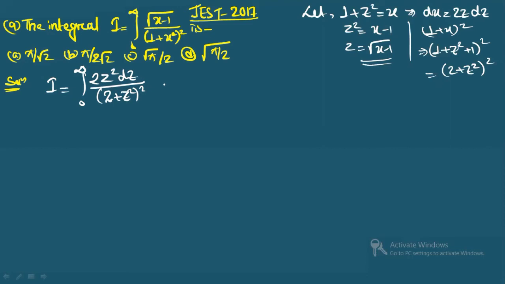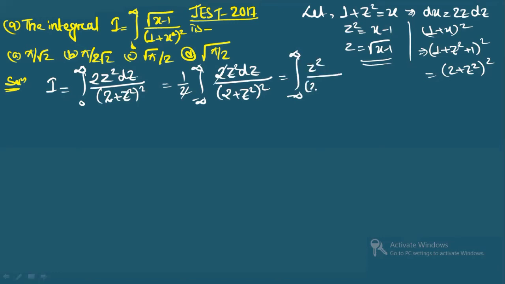Now the limit is 0 to infinity, so I will write half, minus infinity to plus infinity, 2z square dz by (2 plus z square) whole square. The 2 and 2 will get cancelled, and you will get the integral minus infinity to plus infinity z square by (2 plus z square) whole square dz.